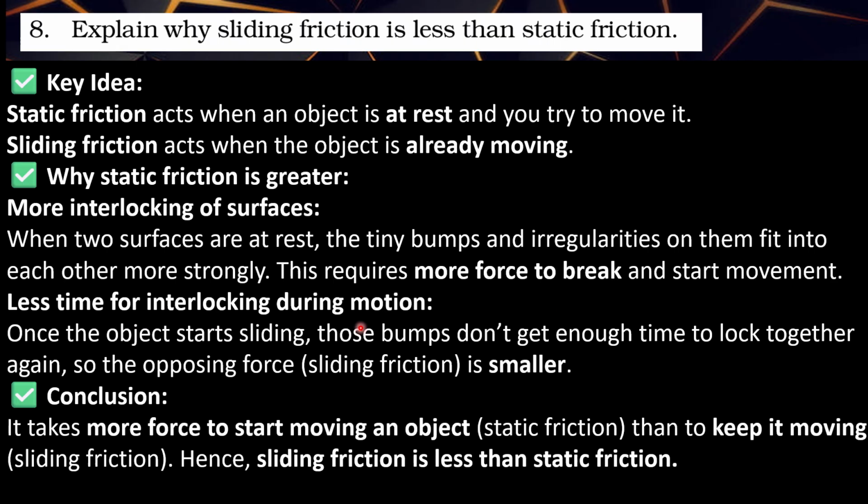Less time for interlocking during motion. Once the object starts sliding, those bumps don't get enough time to lock together again, so the opposing force, sliding friction, is smaller. Conclusion: it takes more force to start moving an object, static friction, than to keep it moving, sliding friction. Hence, sliding friction is less than static friction.